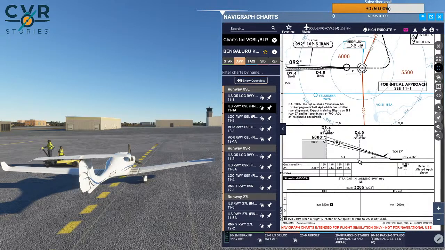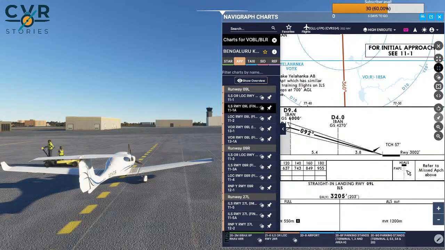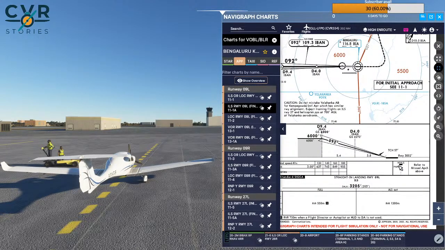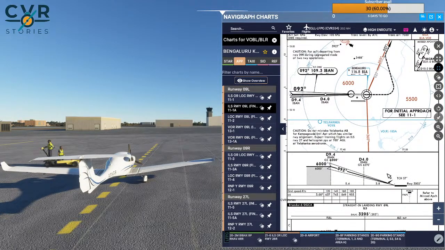Continuing ahead, you have high intensity. What this tells you is in this approach, you have a high intensity approach lighting system available, and PAPI, or precision approach path indicator, available on the left side of your approach. Now what the PAPIs are, they're just 4 lights that give you visual guidance on your vertical profile. And when it shows you 2 white, 2 red, you are on the correct profile. If it shows you any more whites, that means you're higher than you need to be. If it shows you any more reds, you're lower than you need to be.